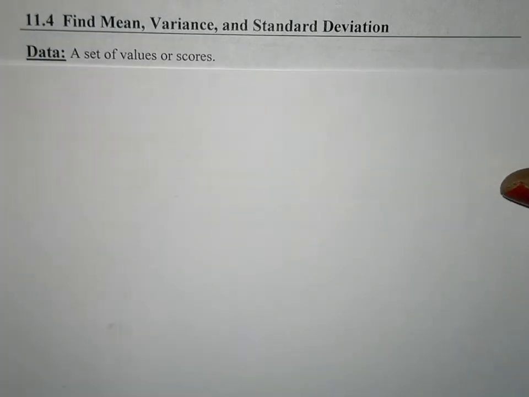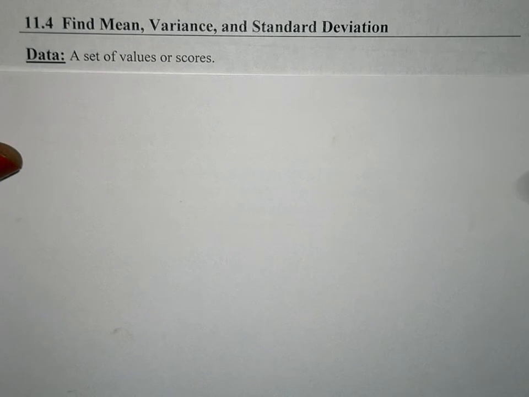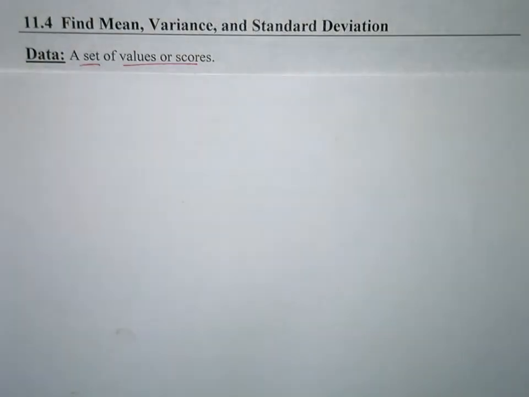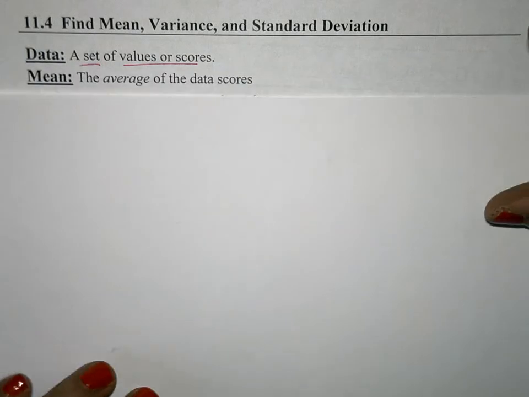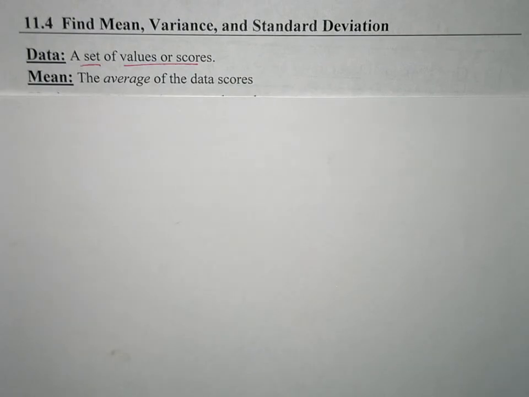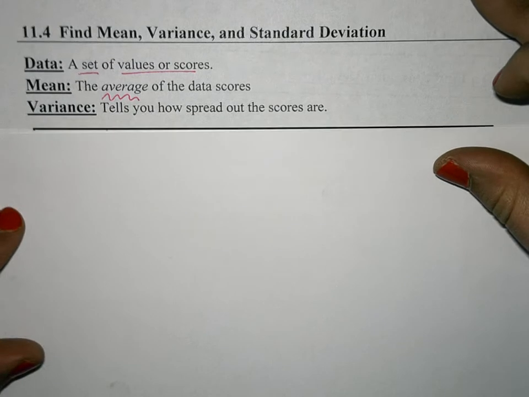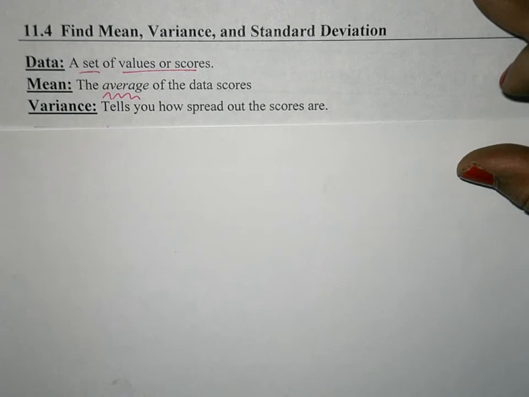In statistics, we're always working with data. Data is a set of values or scores, but we need to make sure that we refer to them as data. Next is the mean, which you guys should know. It's the average of all the data scores. And then this term should be new.